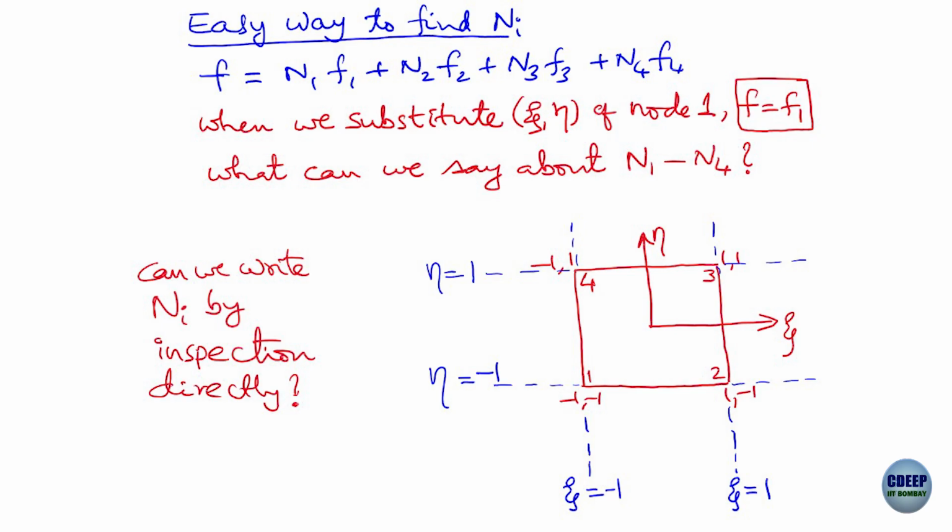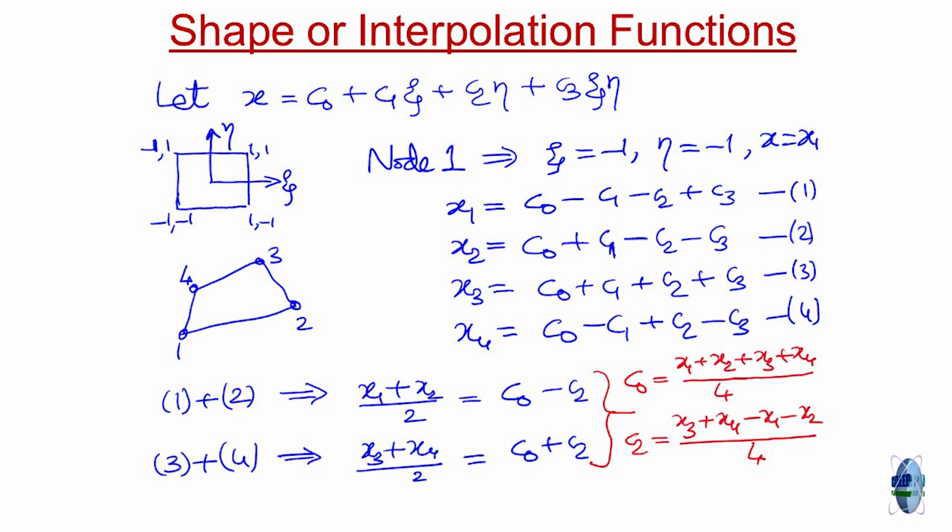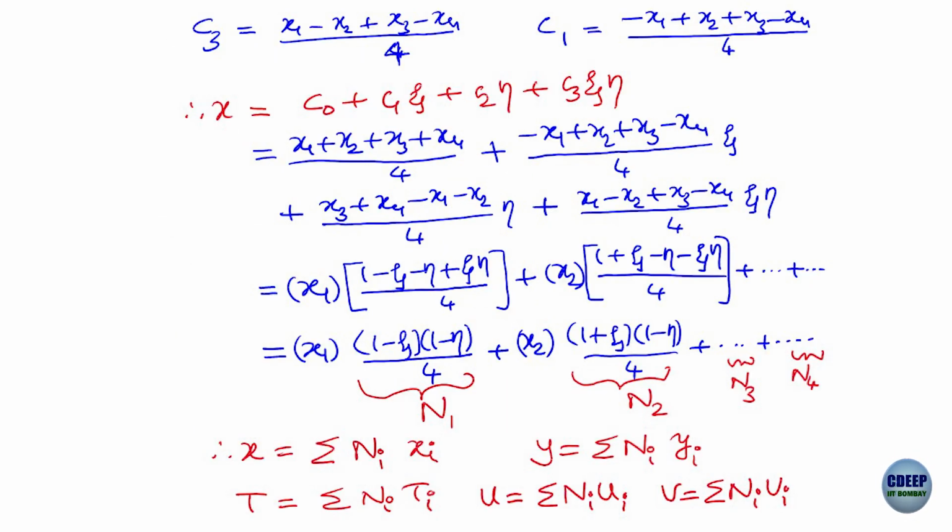Because this is a perfect square of 2 by 2, minus 1, minus 1, 1, minus 1, 1, 1 and minus 1, 1 are the 4 coordinates, vertices. Edges are perfect straight lines. It is a perfect square, 2 by 2. What could be? For example, let us focus on N1. I want to get N1. Process to maine bataya, this whole process you can get it, okay. And what we got is 1 minus zeta into 1 minus eta by 4, okay.